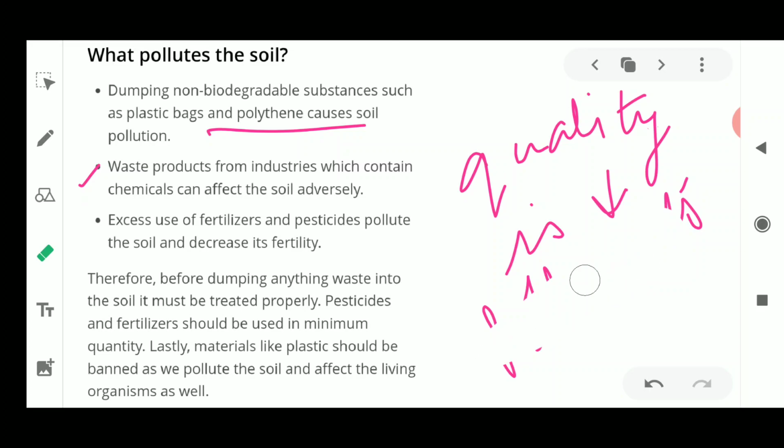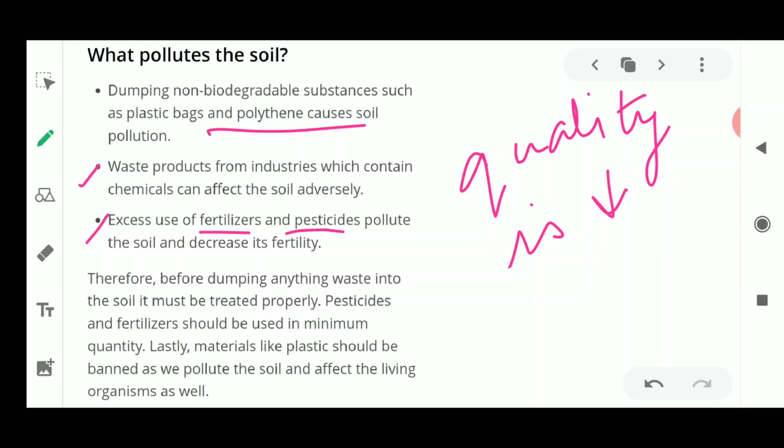Next is the excess use of fertilizers and pesticides. We already know that fertilizers and pesticides are important for crop production, but still, if the excess use is taking place, it is a problem. Pesticides are chemicals which kill the pests, and fertilizers are added in the form of manure. These chemicals are added for the proper growth of the plants, but if we add them in a large amount, this decreases the fertility of the soil. So it also causes soil pollution.